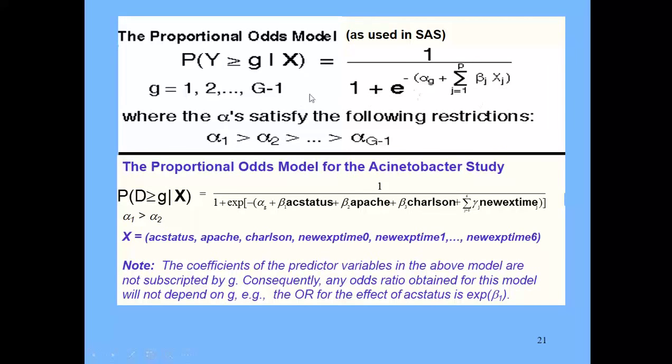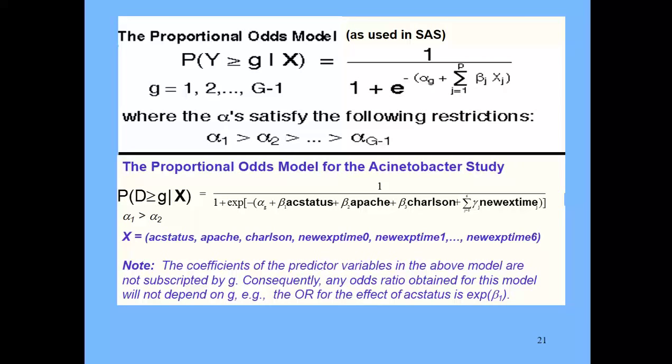And you notice it's the probability that y is greater than or equal to g. Since there are G ordinal categories, there are G minus 1 alphas, and the alphas are ordered: alpha 1 is greater than alpha 2, greater than alpha 3, and so on, whereas previously there were only 2, and alpha 1 was greater than alpha 2. So the first one is larger than all the others.